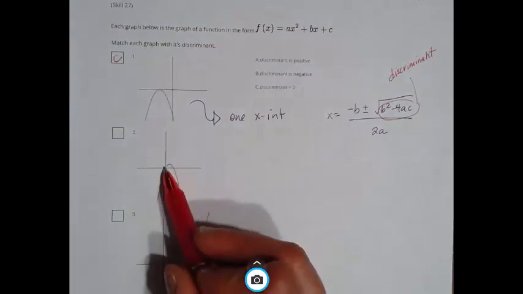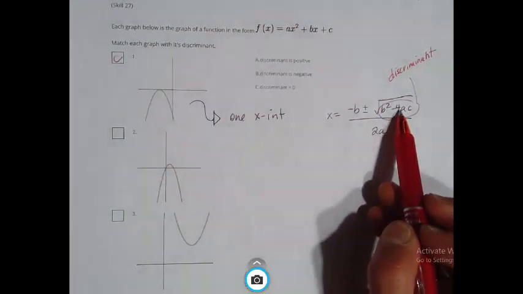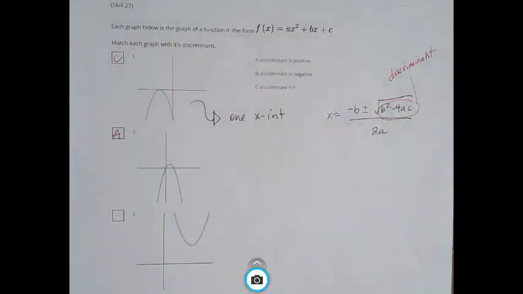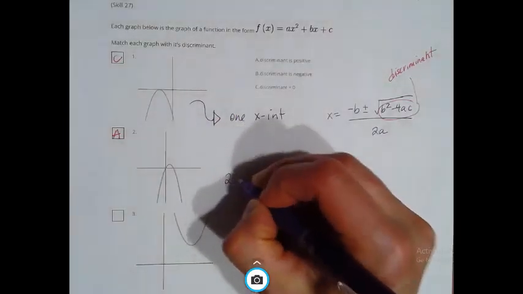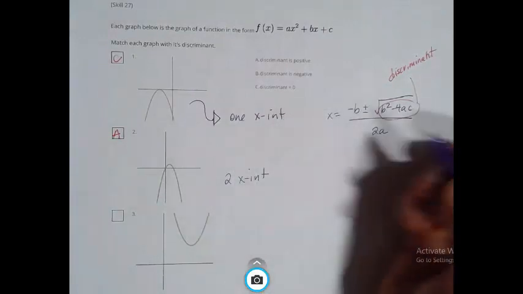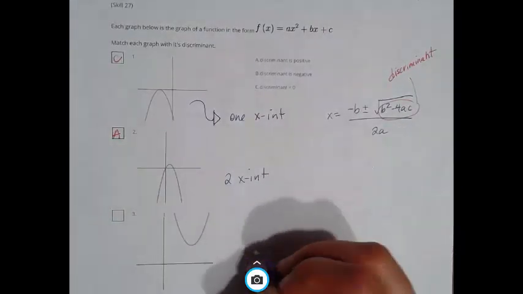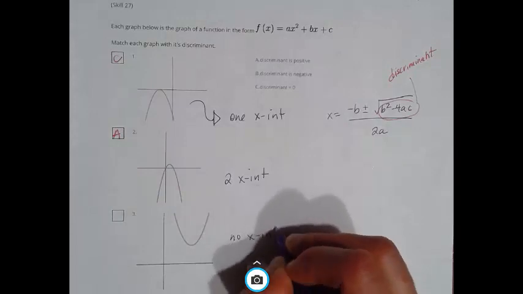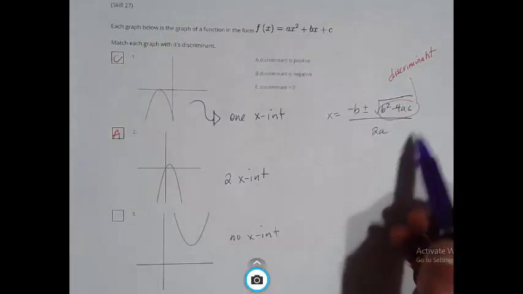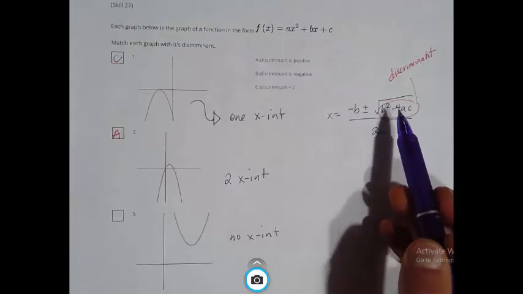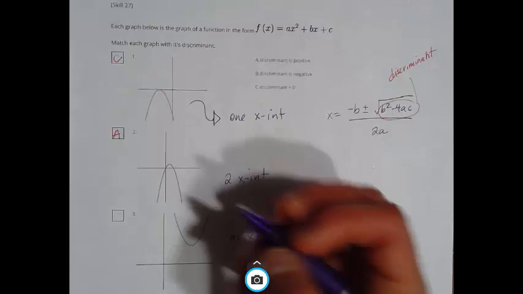This has 2 solutions, which means what's in the discriminant was a positive number so that we could have 2 solutions. So this is A, the discriminant is positive. This, and I'll write down, this is 2 x-intercepts. So I know the discriminant is positive. Here, there are no x-intercepts, which means when we tried to solve this equation, we got a negative number under the square root, a negative discriminant. So this is B.